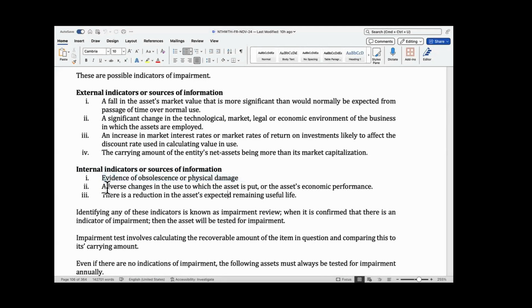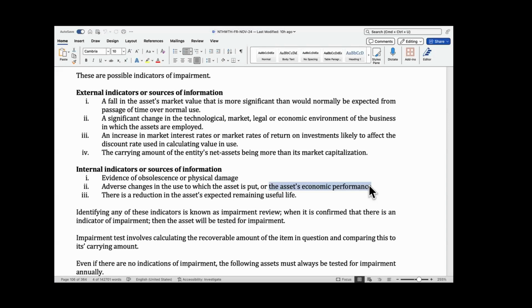Number two is where there is an adverse or negative change in the use to which the asset is put or the asset's economic performance. I mean, an asset that was doing 1,000 units per day before and now only does 750 units, from 1,000 units to 750 units. That's an adverse change in economic performance or adverse change in the use of an asset.